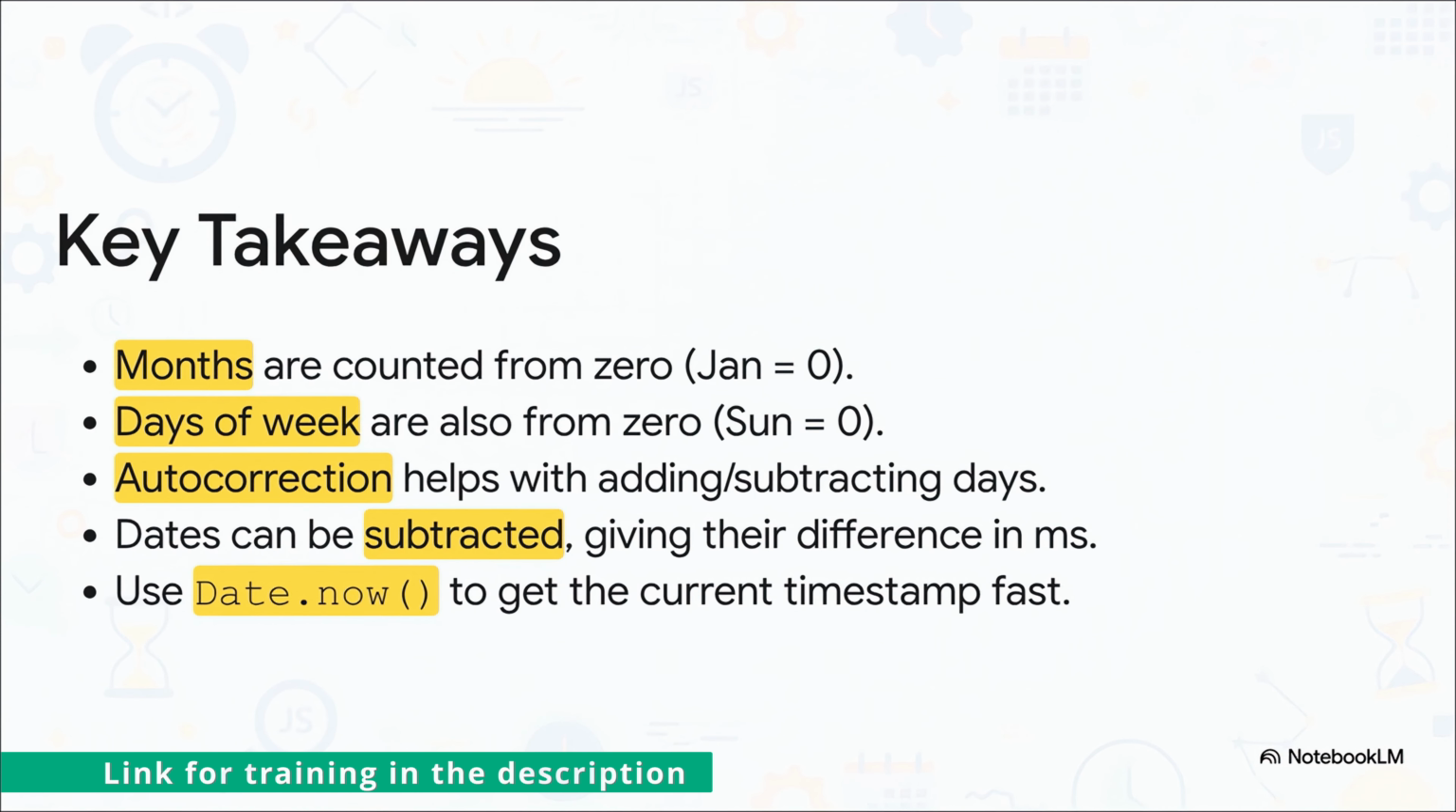Okay, so to wrap it all up, if you remember nothing else from this, remember these key things. First, watch out for those zero indexed months and days. January is 0. Second, make autocorrection your best friend for any date math. Third, remember you can just subtract dates to get milliseconds. And finally, when you need speed, Date.now is your go-to.